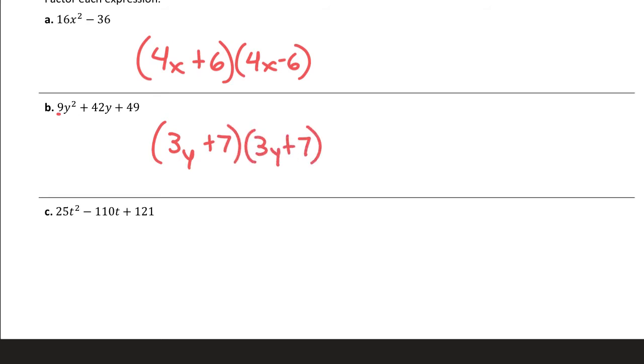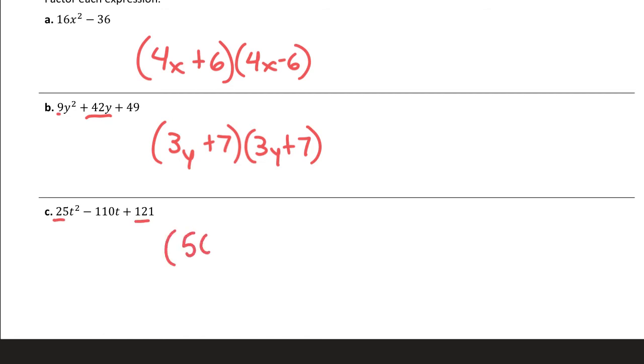And if you think about it, 3y times 3y is 9y squared. 7 times 7 is 49. That's how I get the first and last terms. And if I think about it, 3y times 7 is 21y. 21y plus 21y is 42y. Okay, so first and last terms have to be both perfect squares. In part C, 25 and 121, both perfect squares.